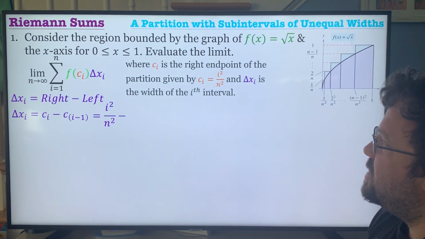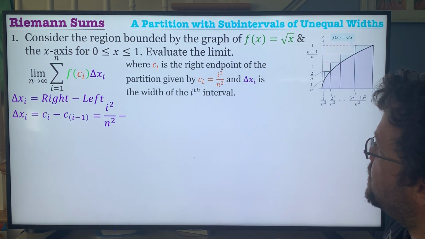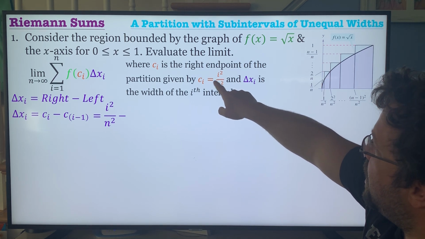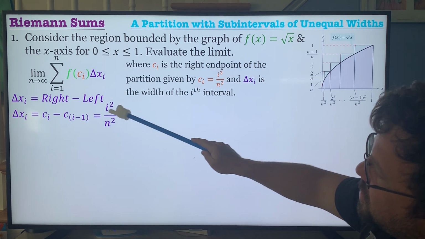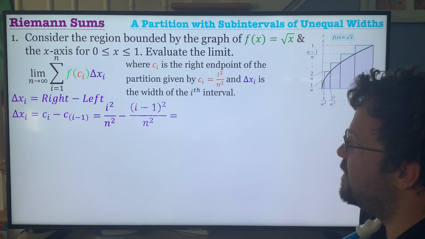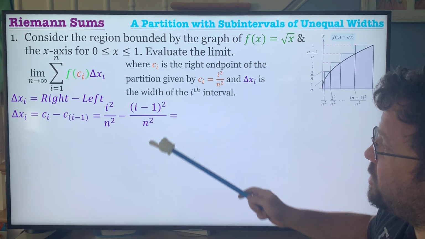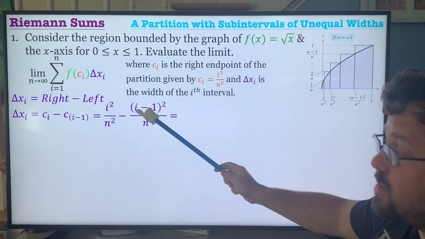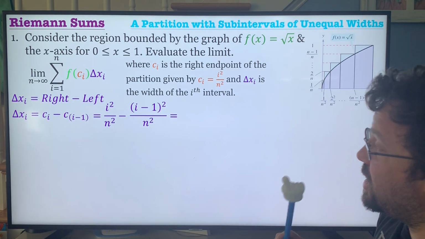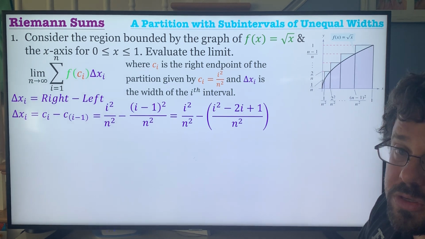Now in this case, c i is i squared over n squared, as you said before. Now c i minus 1 is, you're just going to put i minus 1 instead of i. So it's i minus 1 squared over n squared. What you have to do here is expand this. So you FOIL this, and this becomes i squared minus 2i plus 1.